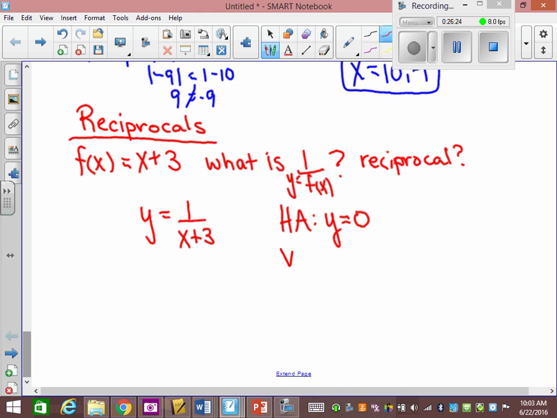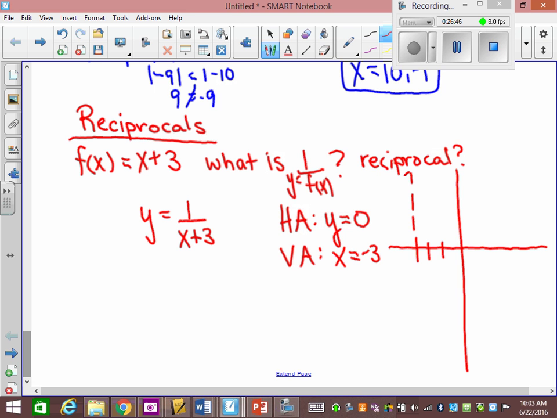The vertical asymptote is what your x can't be, because it's the line where the x doesn't exist. So where doesn't x exist on here? -3. So my vertical asymptote is going to be at x equals -3. So if I go to sketch this graph, at x equals -3, I'm going to have myself a vertical asymptote. And at y equals 0, on the x-axis, I'm going to have a horizontal asymptote. Because that's how you can draw the graph.